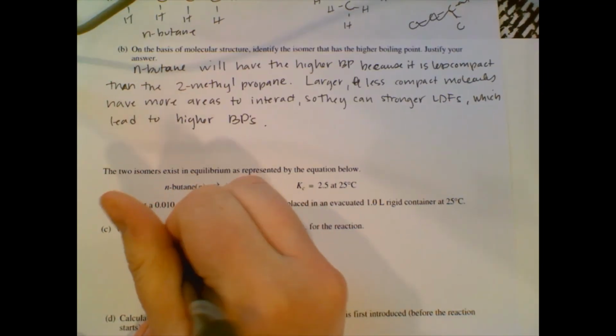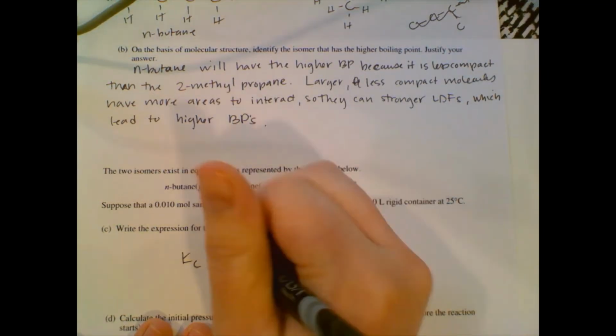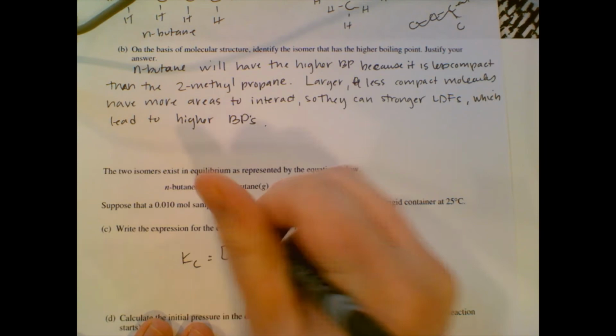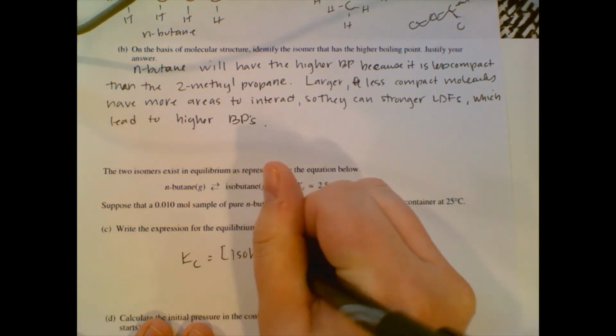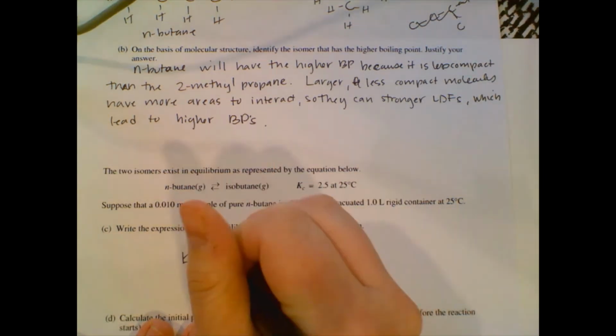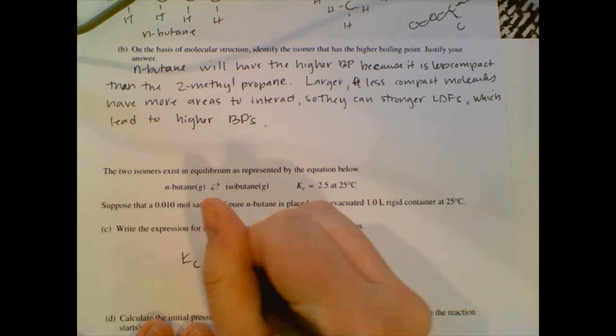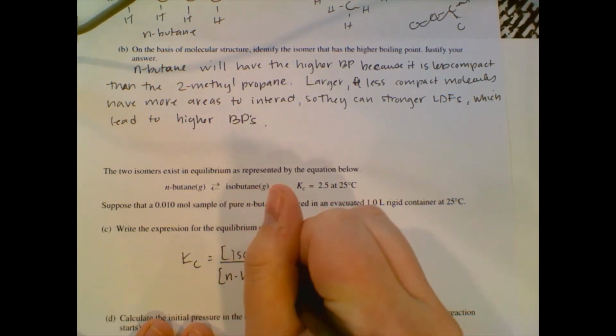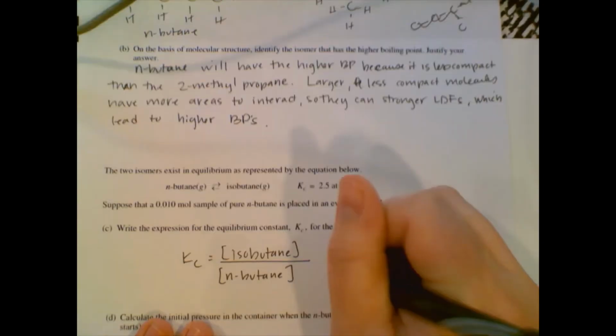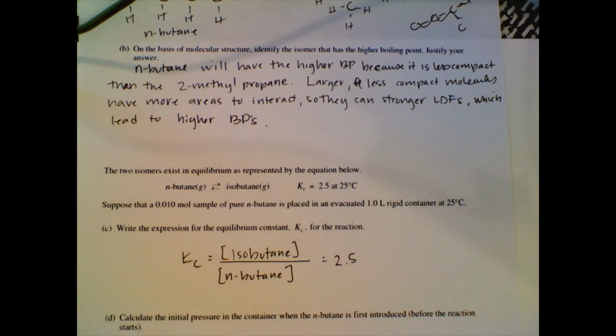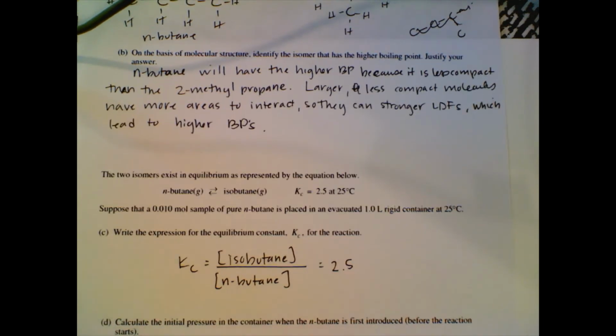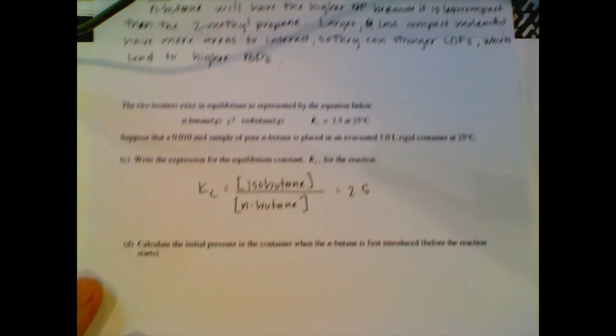So I'm going to go Kc is equal to concentration of isobutane over concentration of N-butane. And that is equal to 2.5. So it's just the K value. You don't even need to put the 2.5 there. I just did that because I feel fancy, I guess.